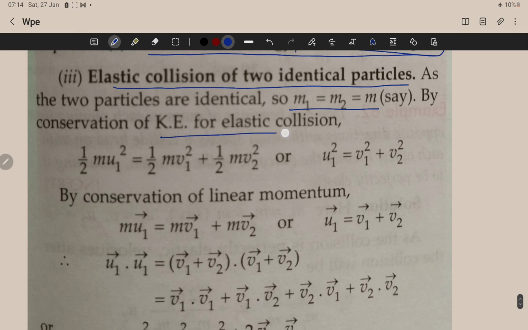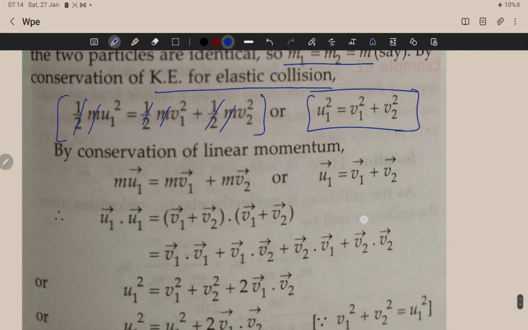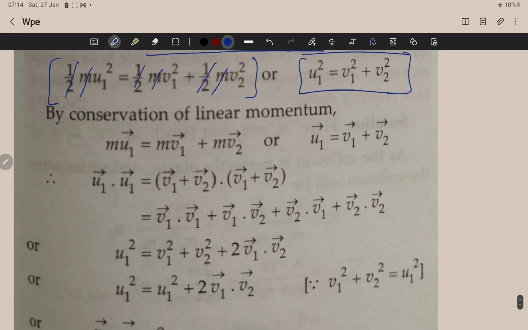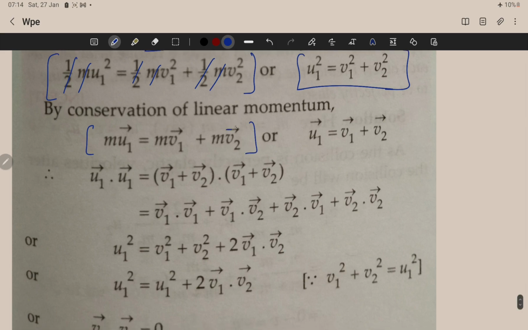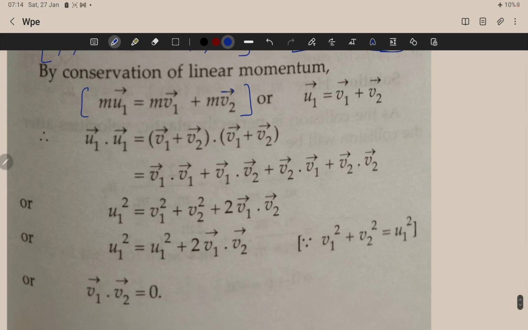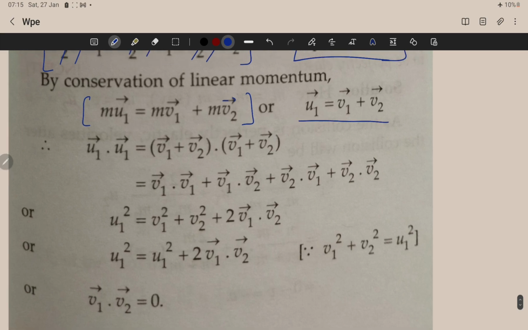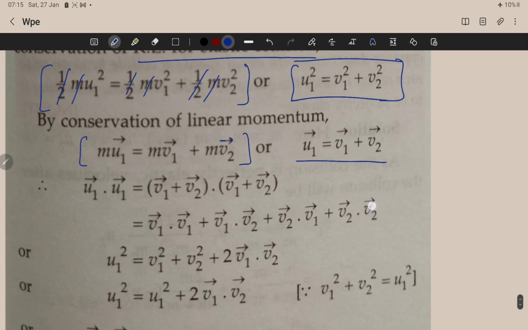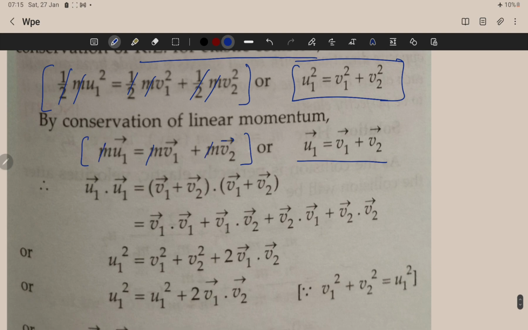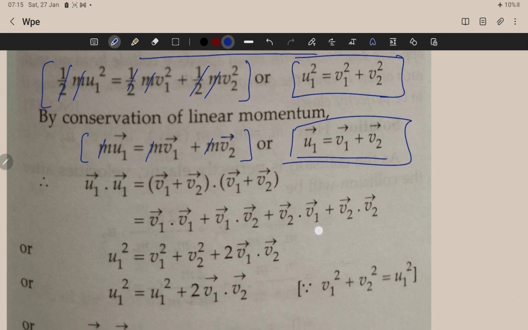By the conservation of kinetic energy in elastic collision, if the mass is the same, the half and mass get cancelled out. So this becomes u1 square = v1 square + v2 square. Then by conservation of linear momentum, m u1 = m v1 + m v2 in vector form. So u1 vector = v1 vector + v2 vector, after cancelling m.